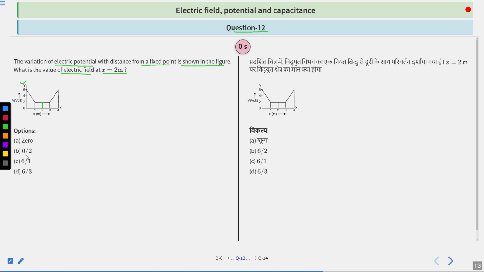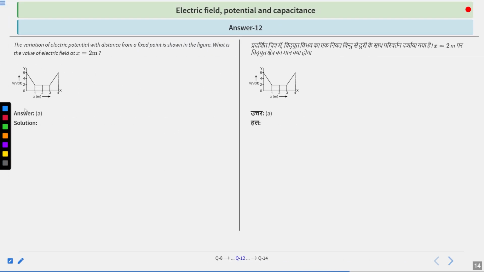Let's find the solution. In this question, the variation of electric potential with distance is given as a graph. On the y-axis is the potential, and the x-axis is the distance. So what is the value of the electric field at x is equal to 2 meter? At this point, x is equal to 2 meter. What is the electric field? So this is a simple question.